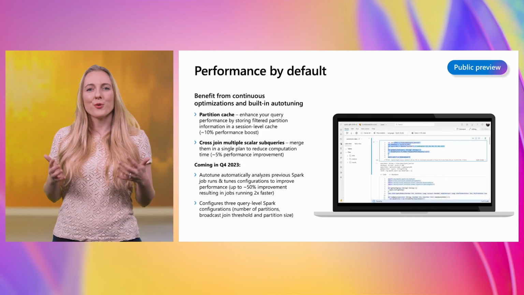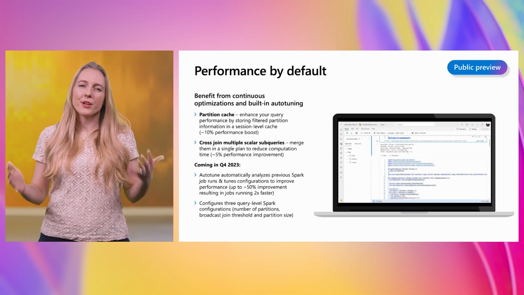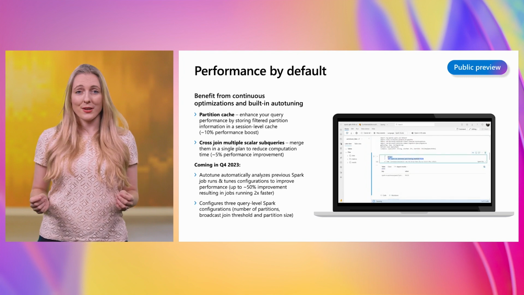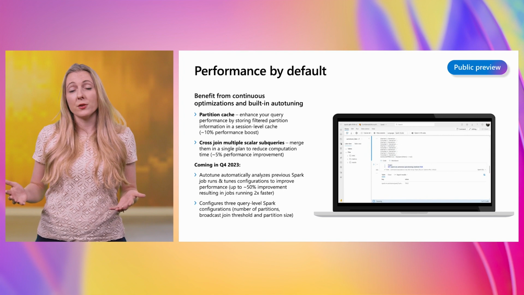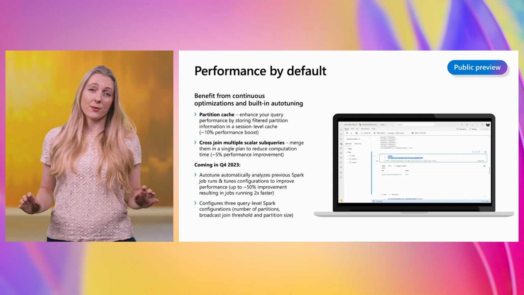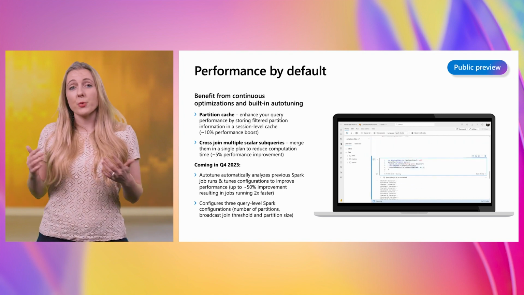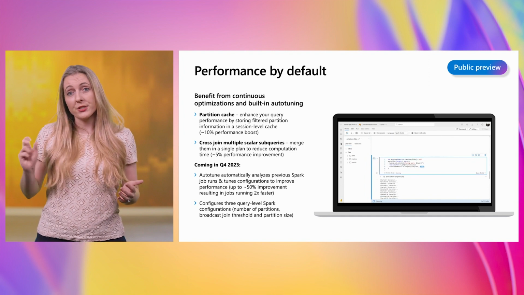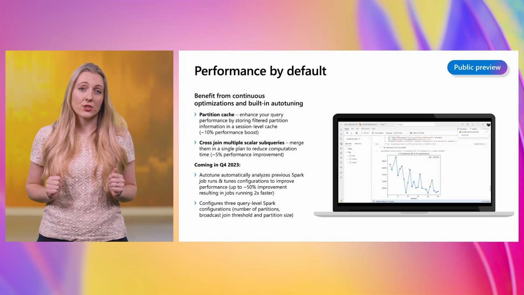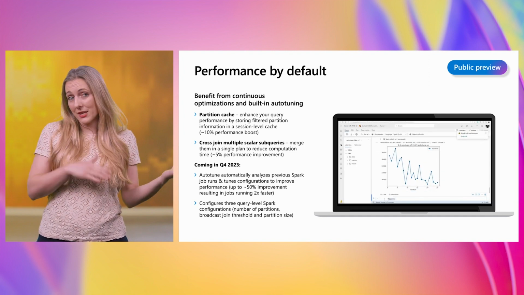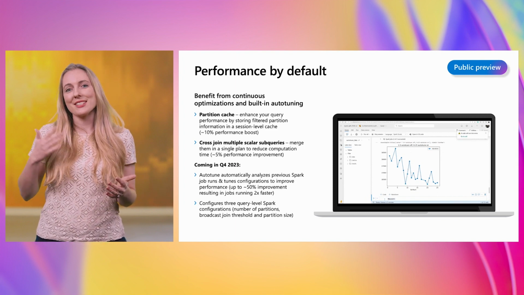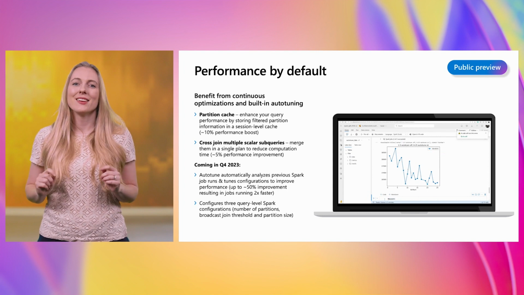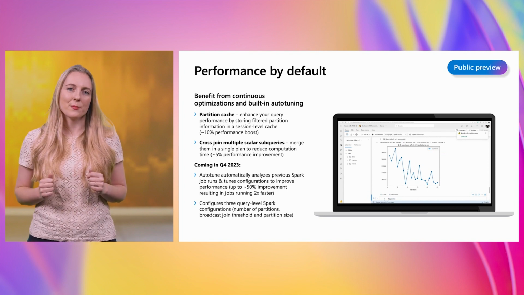To ensure customers have a performant experience, we have also built various Spark optimizations into our runtime. These optimizations are designed to enhance your query performance by default without needing to do any configurations. One example is partition caching, which stores filtered partition information in a session-level cache. This means fewer calls have to be made to the metastore, saving you time and cost. Another example is merging scalar subqueries into a single plan, which again reduces the computation time.